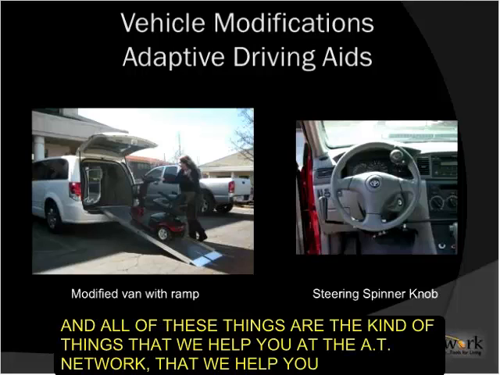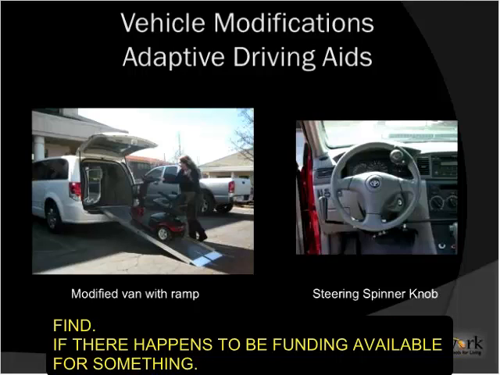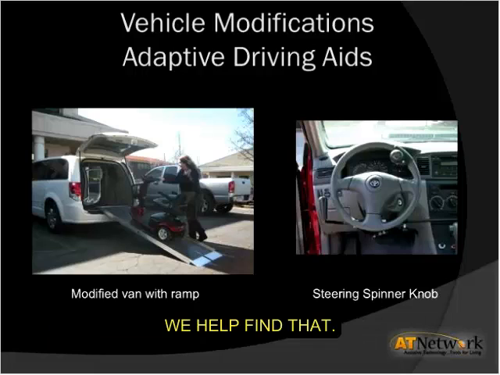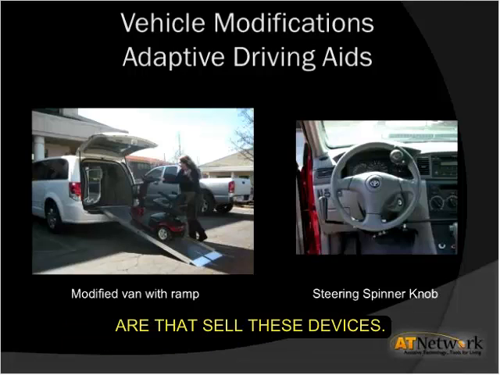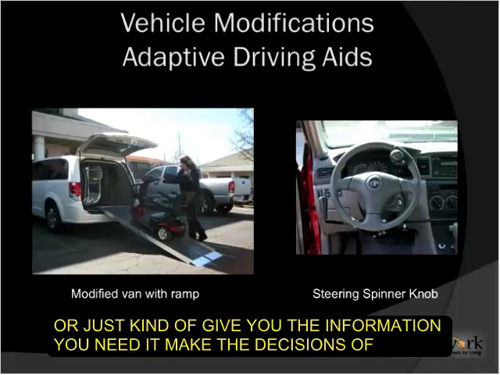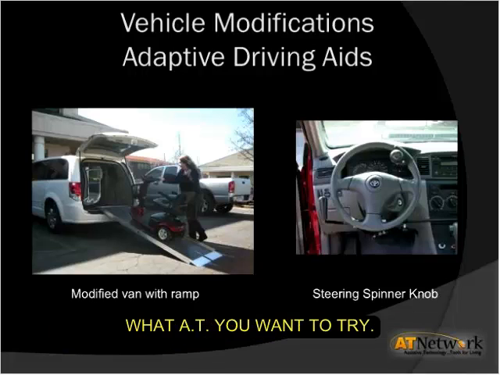All of these things are the kind of things that we help you with at the AT Network. We help you find funding if there happens to be funding available for something. If not, we can definitely find places in your local area that sell these devices, or just give you the information that you need to make the decisions of what AT you want to try or what AT is right for you.